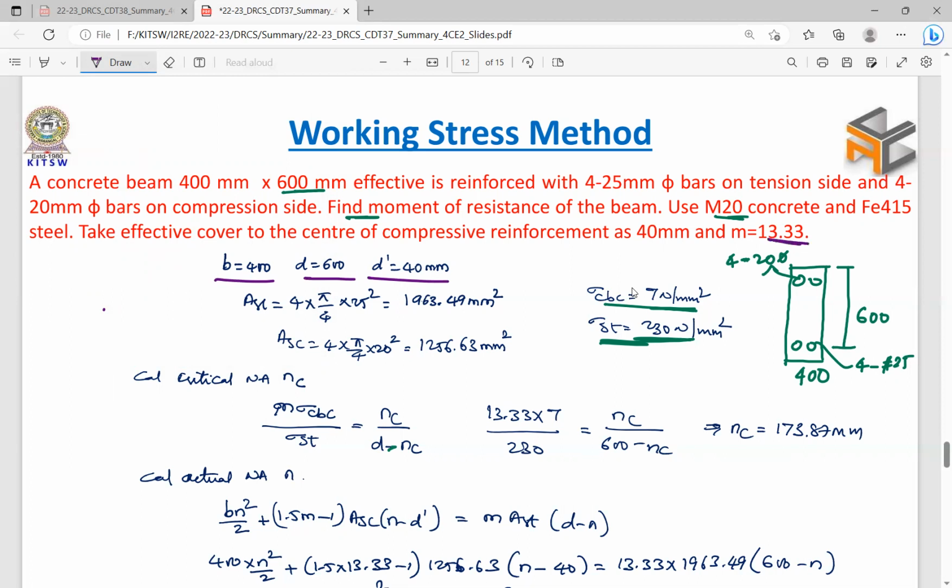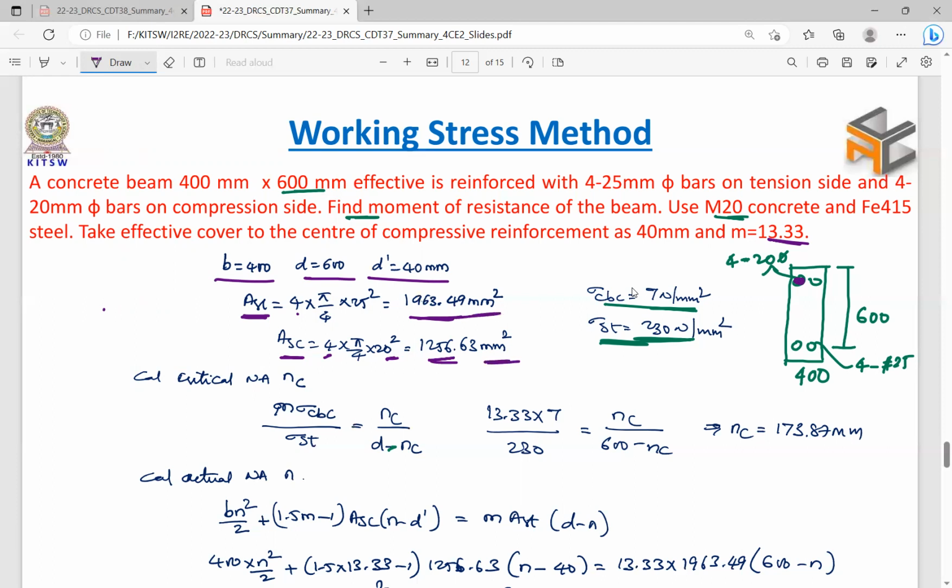Now first of all we have to calculate the area of steel in the tension zone, 4 bars of 25 mm diameter. The total area of steel in the tension zone is 4 into pi by 4 into 25 square, that is 1963 mm square. Area of steel in the compression zone, 4 bars of 20 mm diameter: the area of 1 bar is pi by 4 d square, and the number of bars is 4, so 4 into pi by 4 into 20 square. So 1256 mm square we are getting. That is your area of steel in the compression zone.